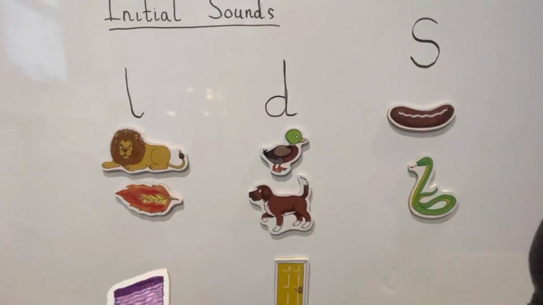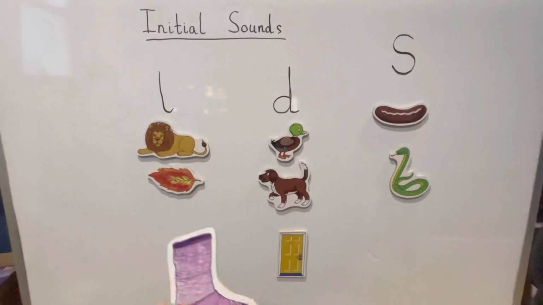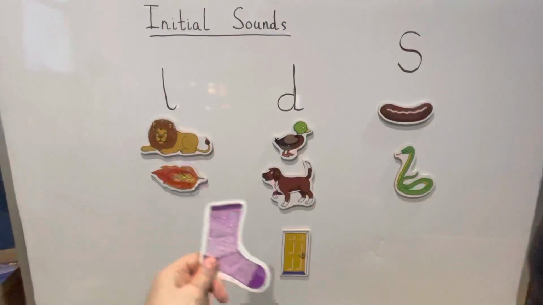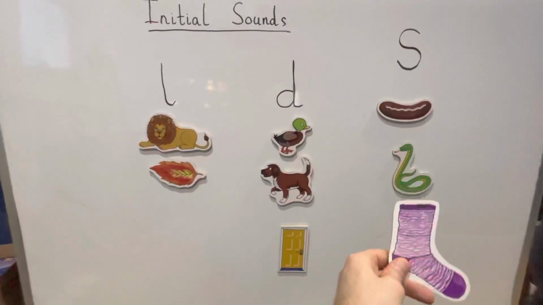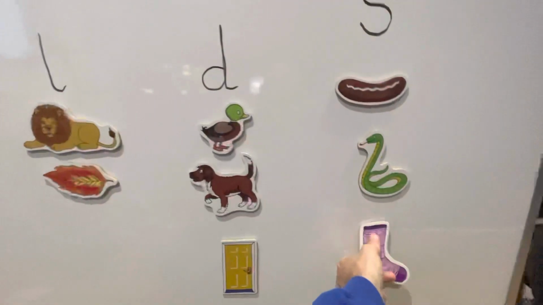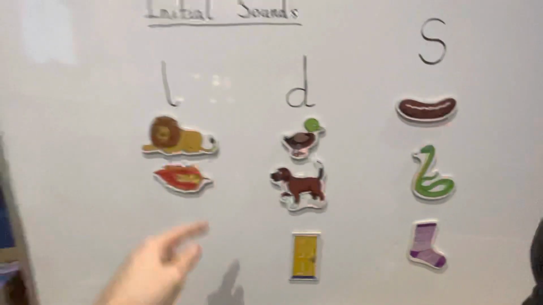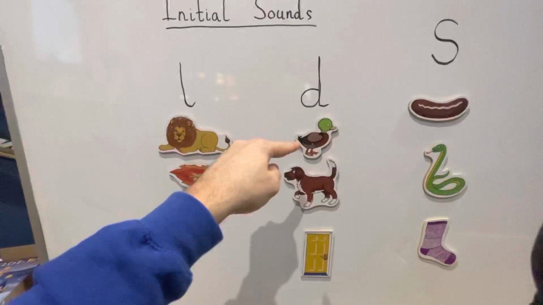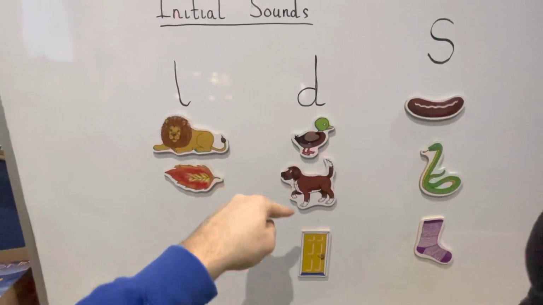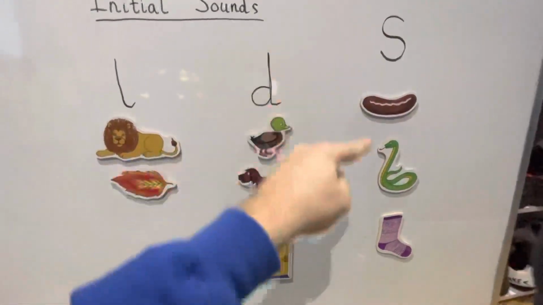And finally, we have sock. Sock. Which one was the S sound? Was it the L? Was it the D? Or was it the sausage, snake, sock? There we go. L, lion, leaf. D, dog, duck, door. S, sausage, snake, sock.